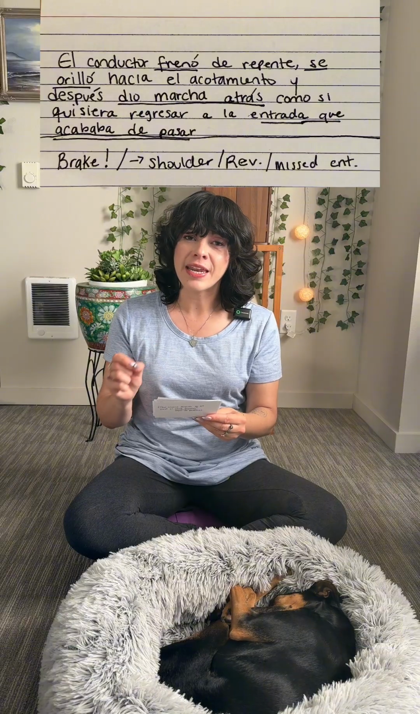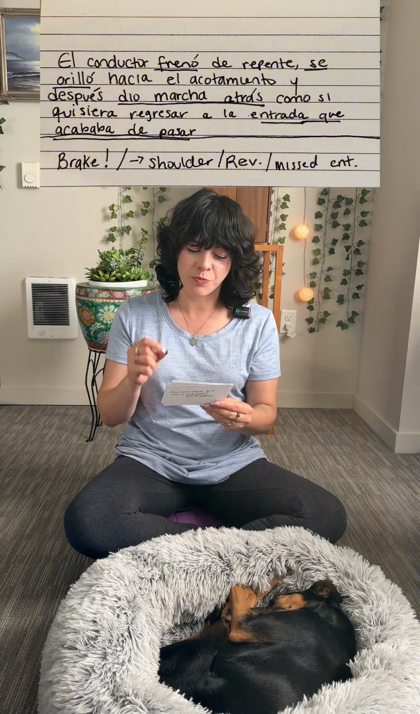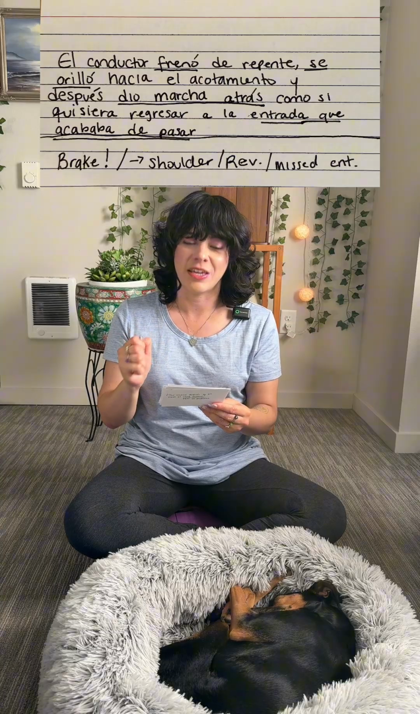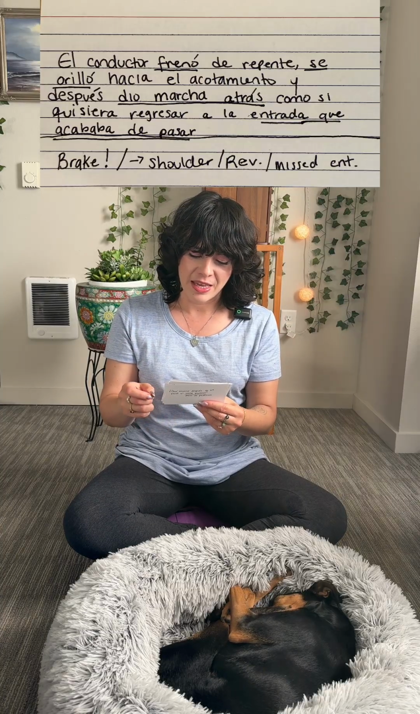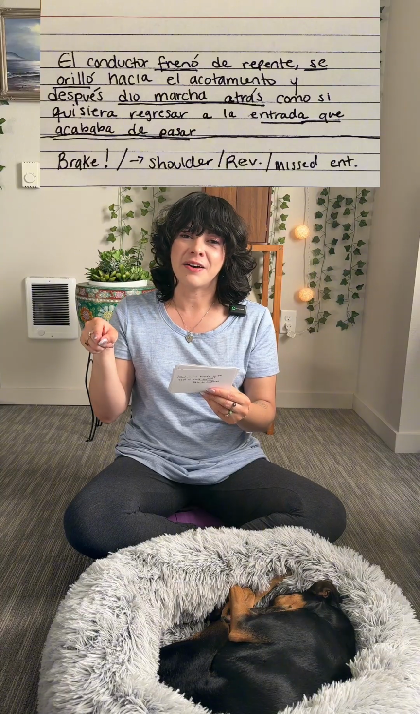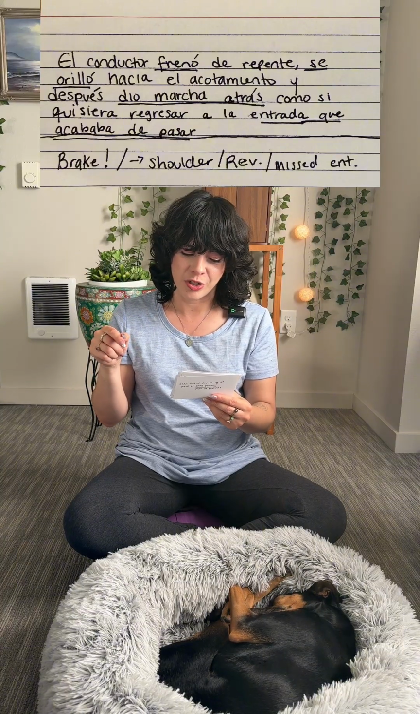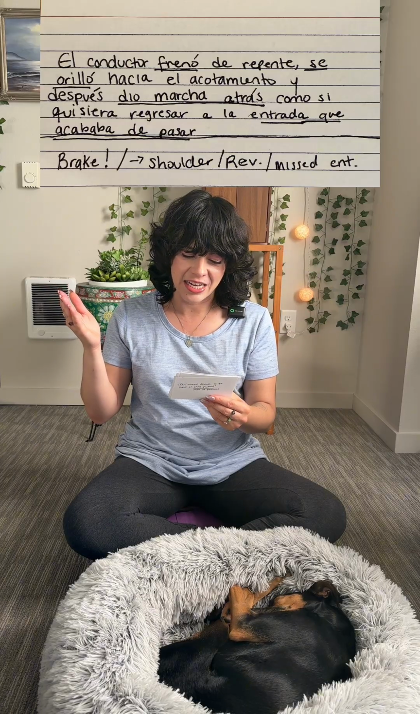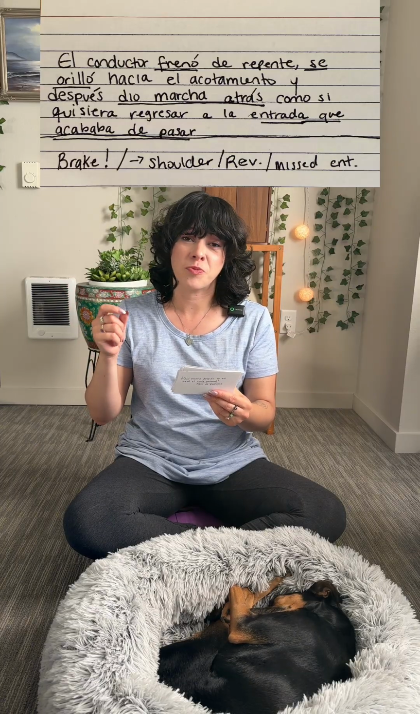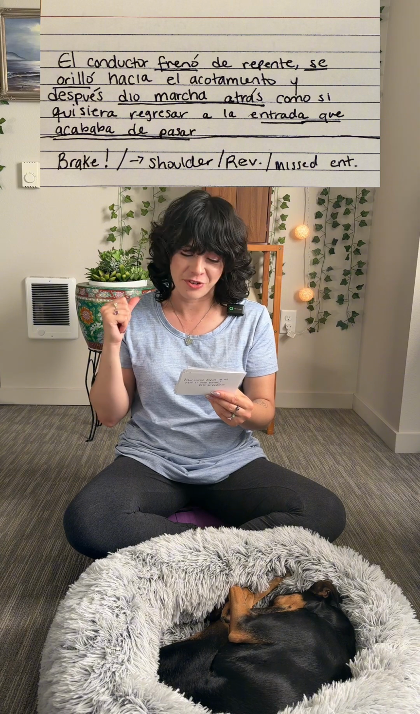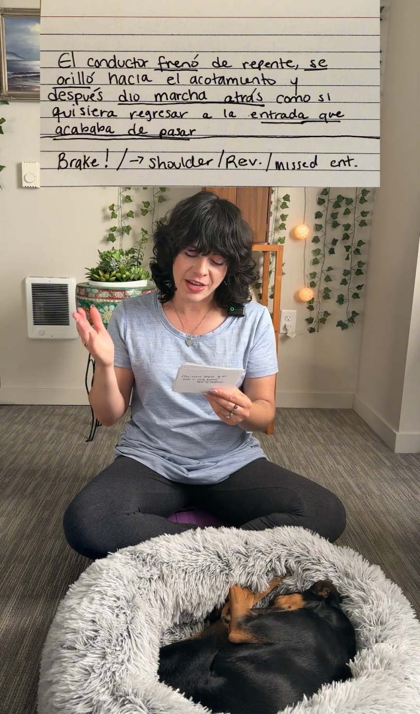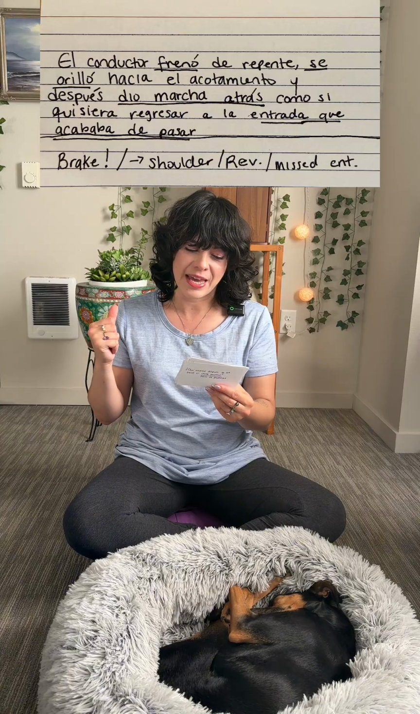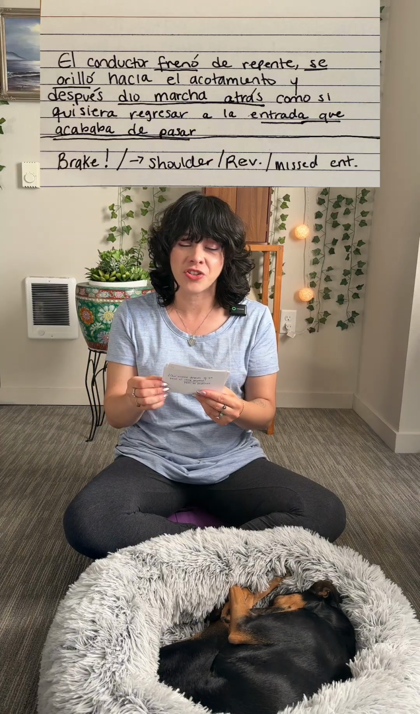So, frenó de repente, you'll see my note is break with an exclamation mark to demark how sudden it was, de repente. Then just an arrow sign with shoulder. Moved to the next idea, a slash. Dio marcha atrás. So I just put reverse or REV for short. And the final thing, where are they reversing? La entrada que acababa de pasar, so missed entrance.